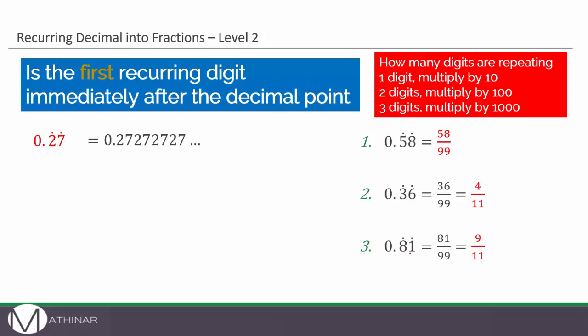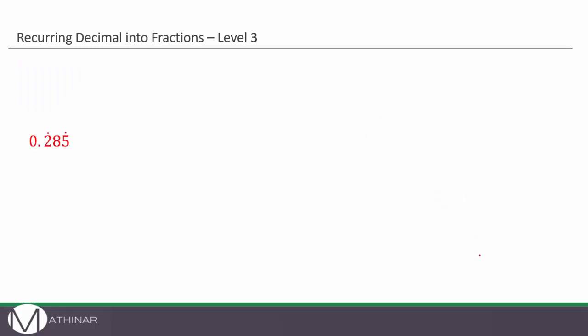And finally, 0.81 recurring is 81 over 99. Both can be divided by 9, giving you 9 over 11. So that's level 2 of converting recurring decimals into fractions. Let's look at level 3.